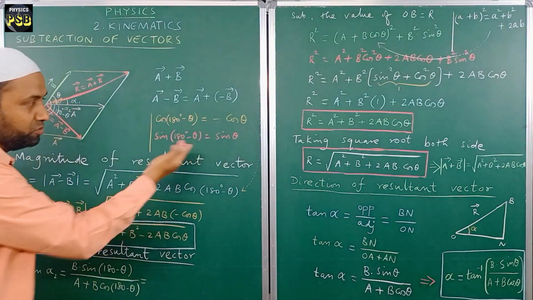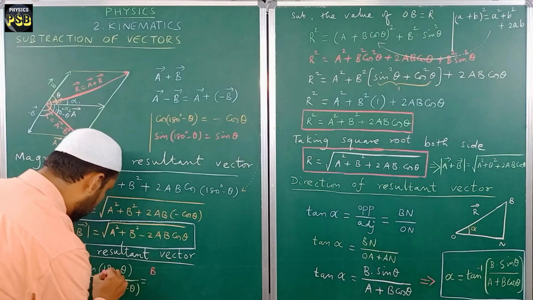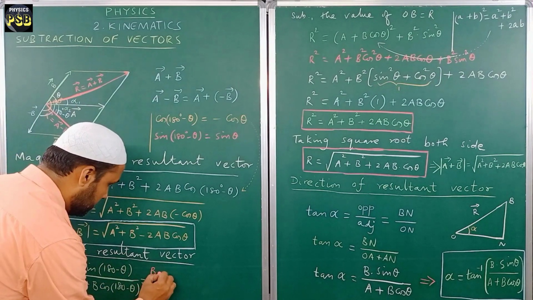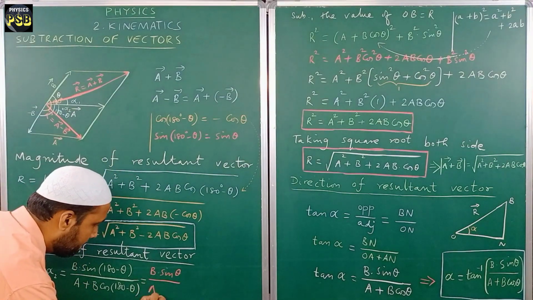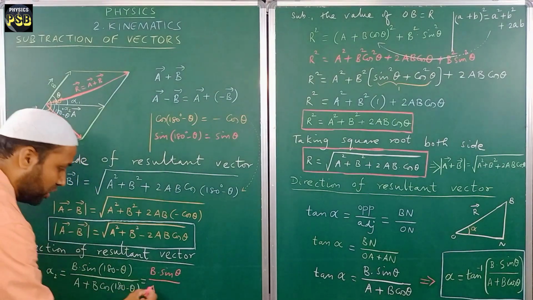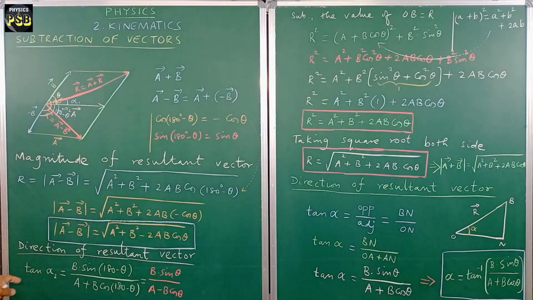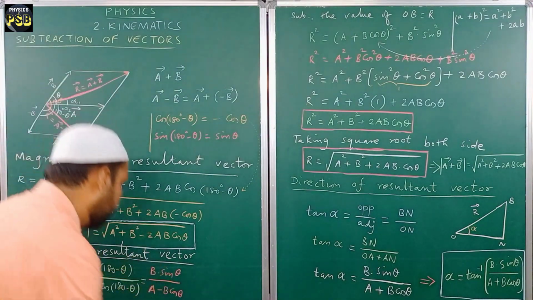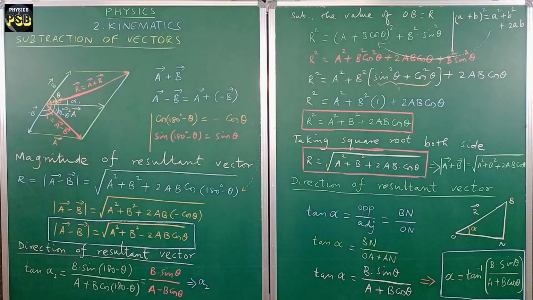Here we have positive, so it is not mentioned. So yeah, sine of 180 minus theta is written as sine theta divided by, here cos of 180 minus theta is written as minus cos theta. So minus b cos theta. So this is the value of tan of alpha 2. So from this, alpha 2 can be obtained if you take tan to that side. When tan is taken to that side, it gives us tan inverse.